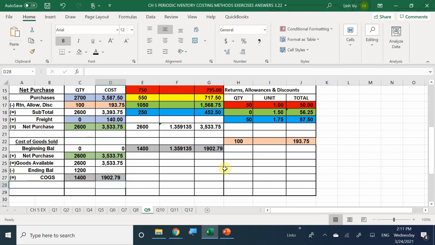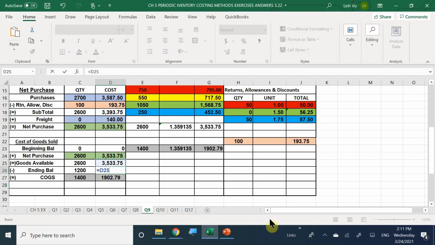What's my total goods available? What's my total cost of goods available? And there you go. Boom. I find my average cost per item, and I'm just going to simply take my 1,400, multiply by my average cost per item to get me a total of 1902.79. Straightforward with how to solve for ending inventory, right?